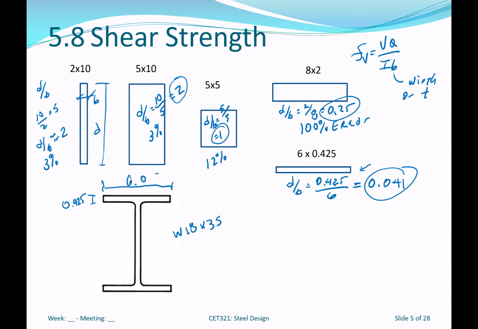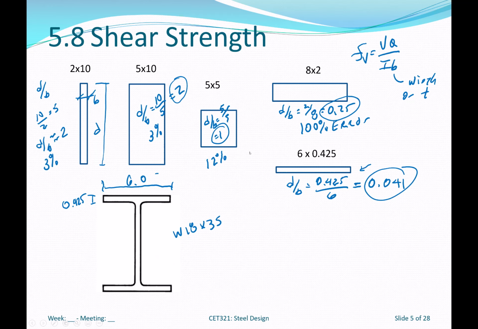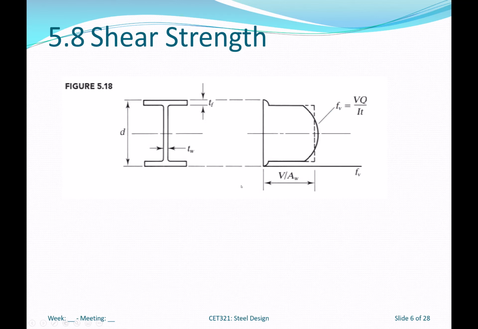So that certainly should cast some doubt in your mind as to the accuracy of the general shear stress equation, VQ over IB, for wide flange shapes. But if we do that calculation, and we did this in CET 243, you see that we end up with the solid dark line, based on VQ over IB.